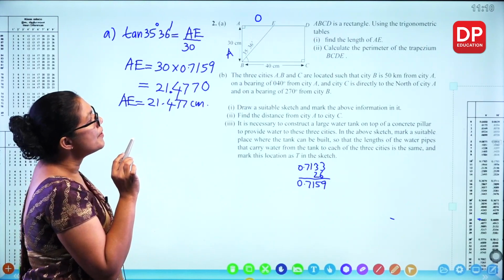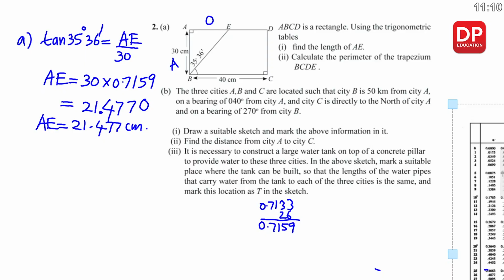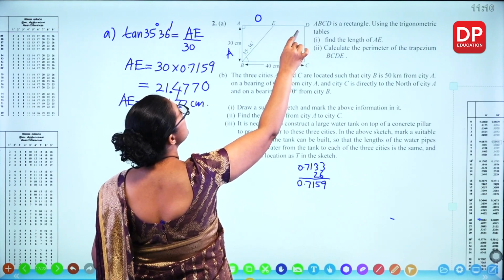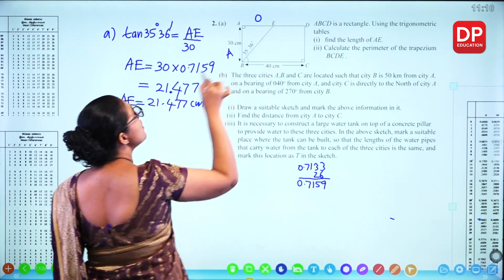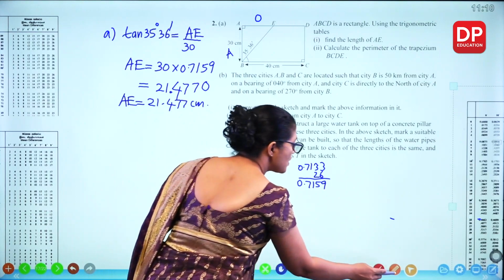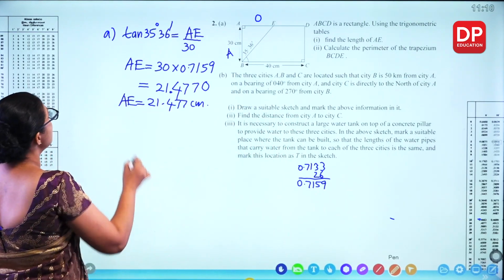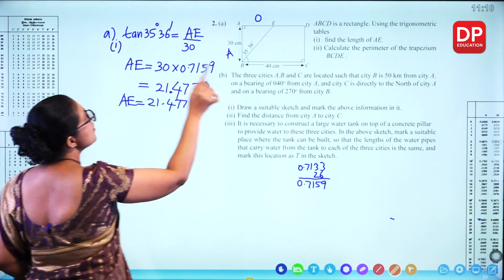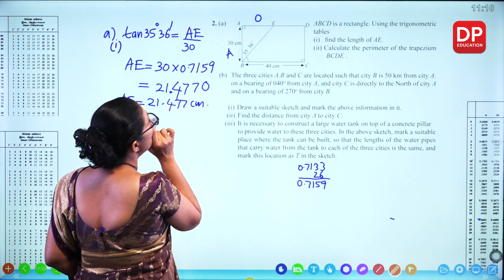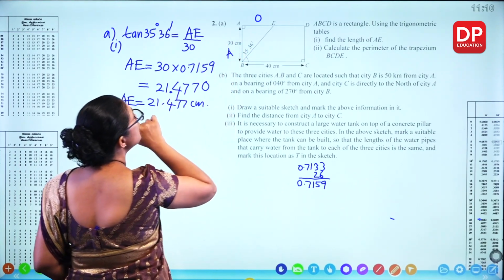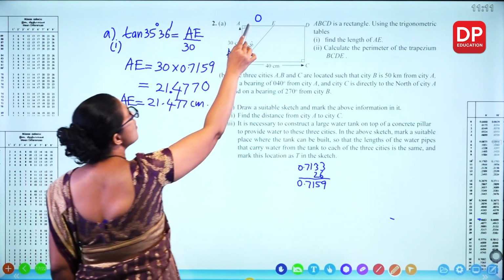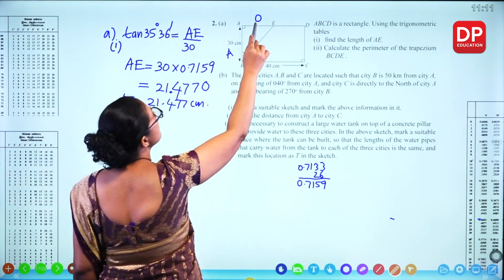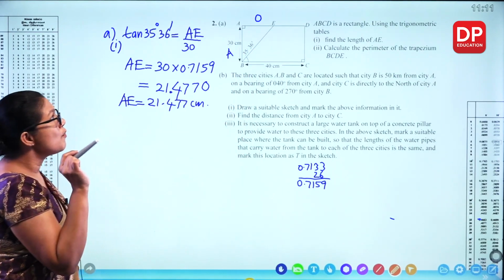Then calculate the perimeter of the trapezium BCDE. BCDE, this length we know. This length we can find out by subtracting these two, but we need to find out BE as well. So again use trig ratios to find out BE. So what's the appropriate ratio to find BE? You can use cos ratio or sine ratio, it doesn't matter as long as you are using either this or this. Now we'll see which one is easy.